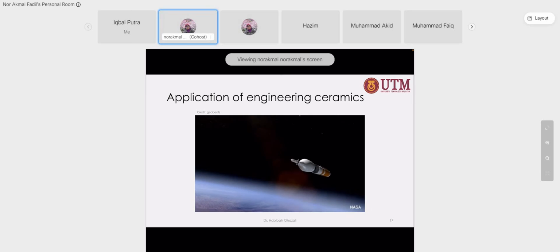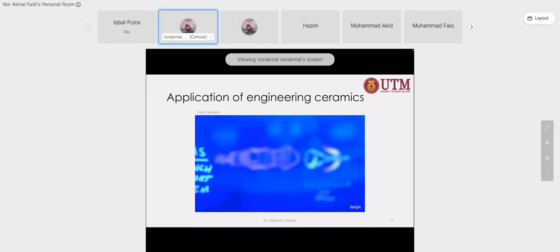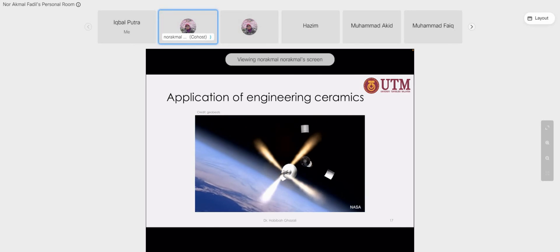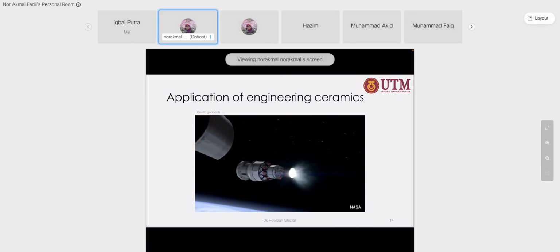The next part is the engineering ceramic. Okay, engineering ceramic is a modified ceramic that is used for heavy industry. Okay, for example, here is the aerospace.